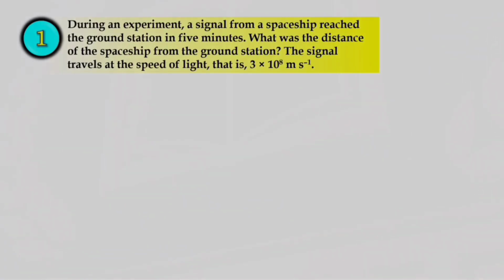Okay guys, so our first question is: during an experiment, a signal from a spaceship reached the ground station in 5 minutes. What was the distance of the spaceship from the ground station? The signal travels at the speed of light, that is 3 × 10^8 meter per second.